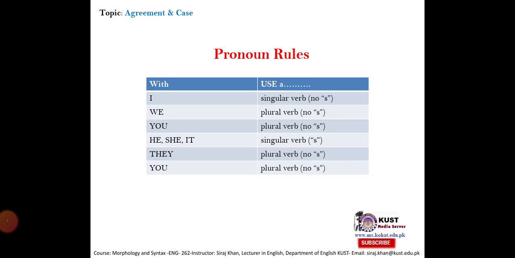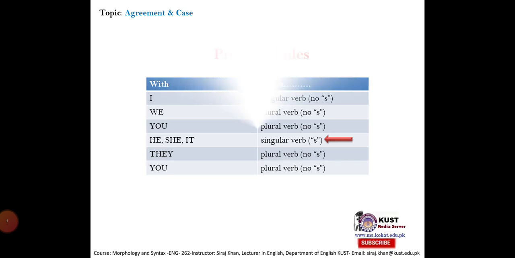He, she, it are third person pronouns. We always take singular verbs with S, like he speaks English, she eats mangoes, it helps us a lot. They is third person plural, and we always take a plural verb with it without any S.